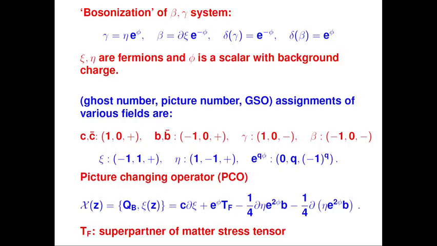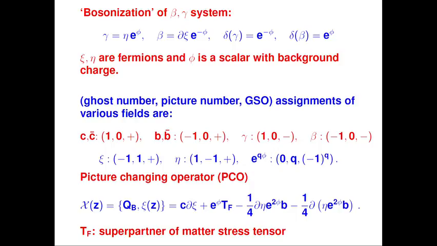Now, in terms of these fields, one constructs something which is called a picture changing operator, whose role will become clear soon, but this has some specific properties. First of all, it carries picture number 1. And this is a BRST invariant dimension 0 primary field.